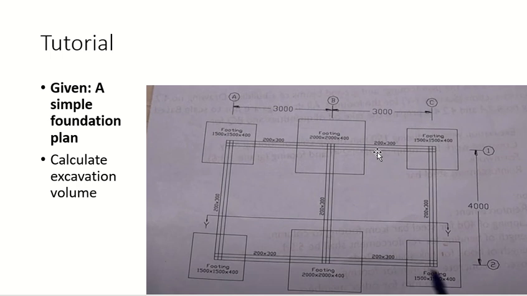How many footings do we have? 6 footings we have. Is the size of all footings the same? No. How many types do we have? Two? This one, right? 1500 by 1500. So this is same as this one. These were the same. So how many types do we have? Two? Okay.